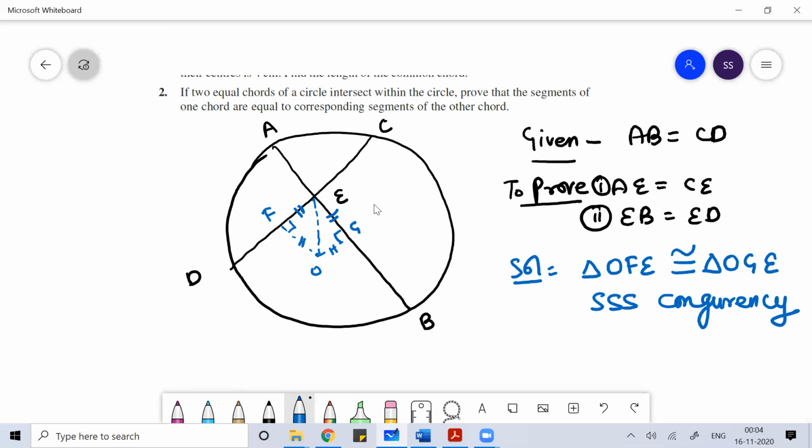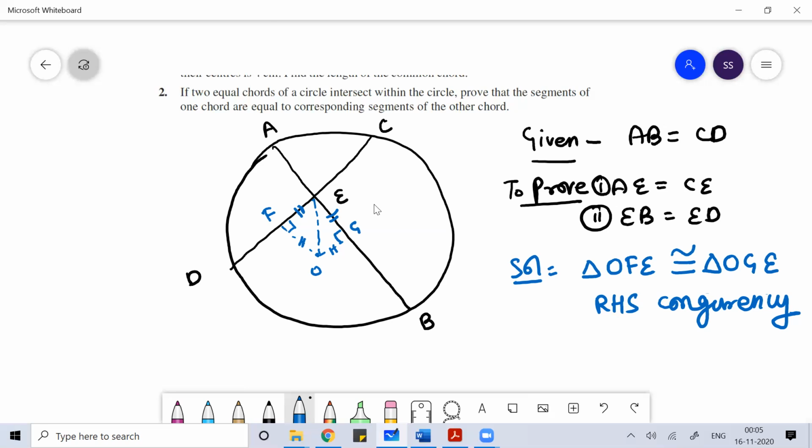So OF will be equal to OG. Then this is 90 degree, and then it's common. So forget SSS, by using RHS congruency, you can prove that triangle OFE is congruent to the triangle OGE. So how? You know that it is 90 degree because I have drawn a perpendicular line from the center. So here OF will be equal to OG because equal chords are equidistant from the center. Then OE is the common and 90 degrees there. So by using RHS congruency, you can prove that they're equal.